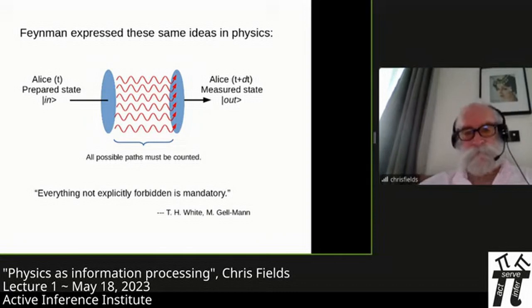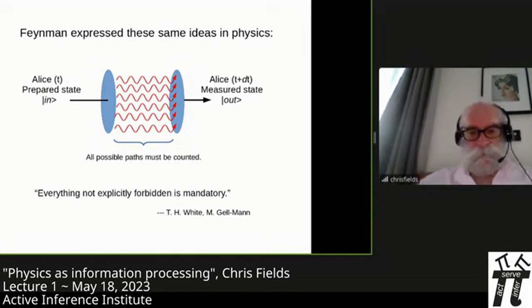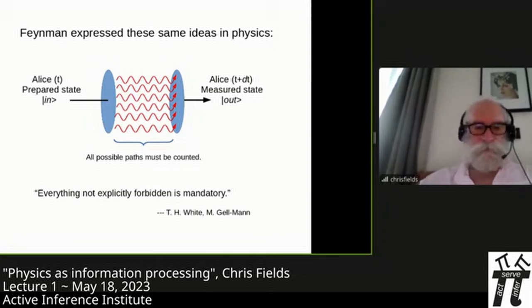And Murray Gell-Mann lifted the bumper sticker slogan from T.H. White and The Once and Future King: everything not explicitly forbidden is mandatory. That sums up Feynman's idea. And this is called the totalitarian principle, since it's what's written in T.H. White's book on the kingdom of the ants, for which everything not explicitly forbidden is mandatory.